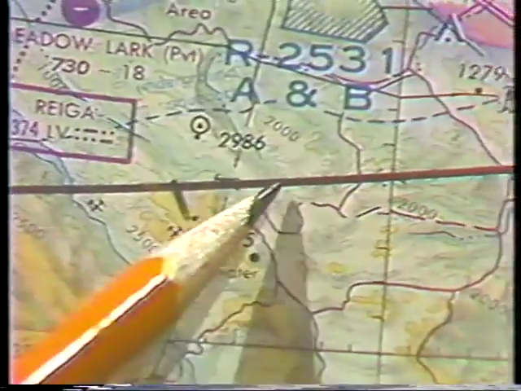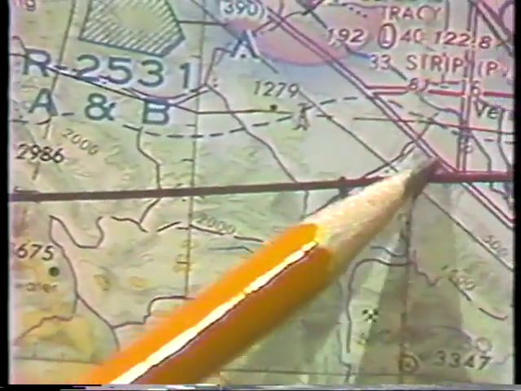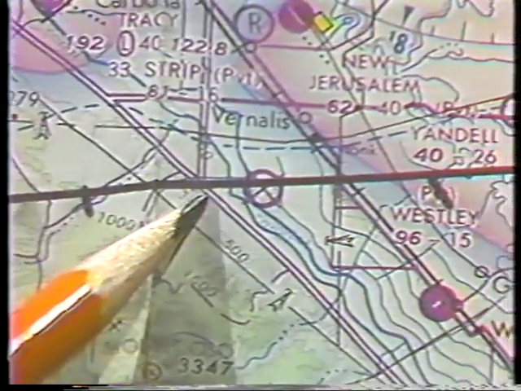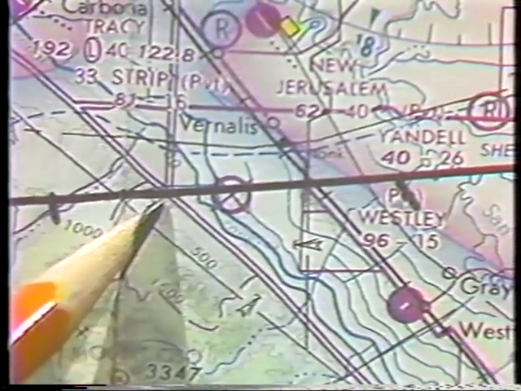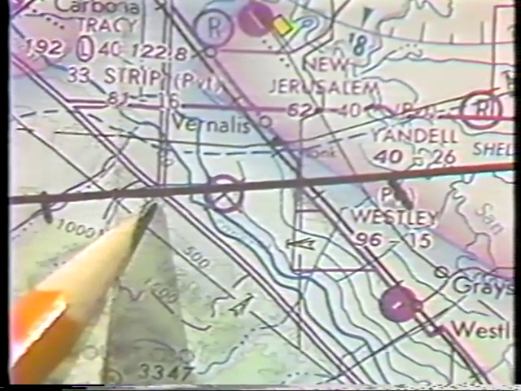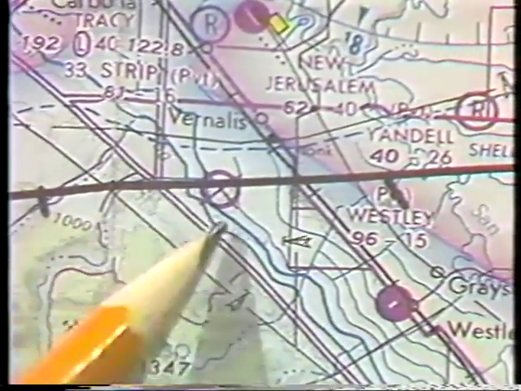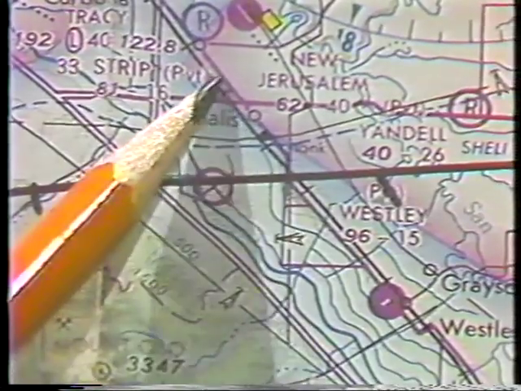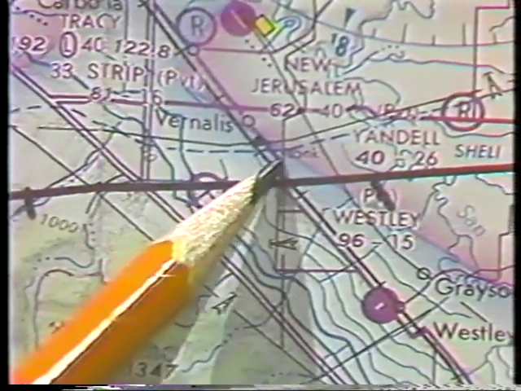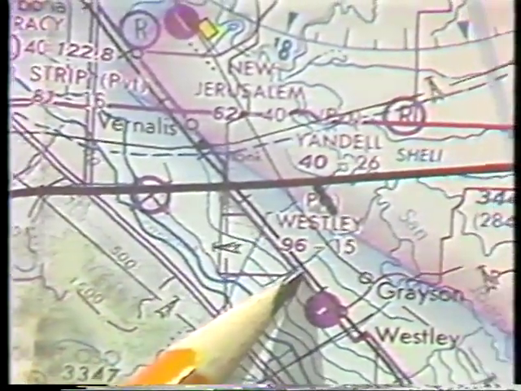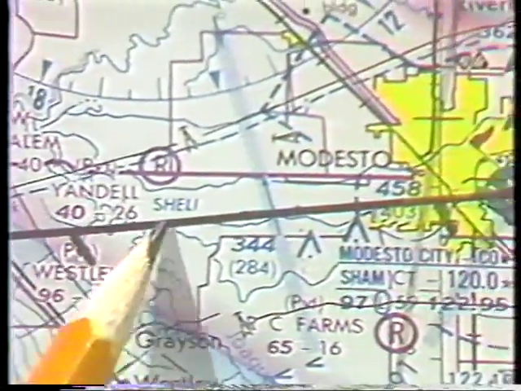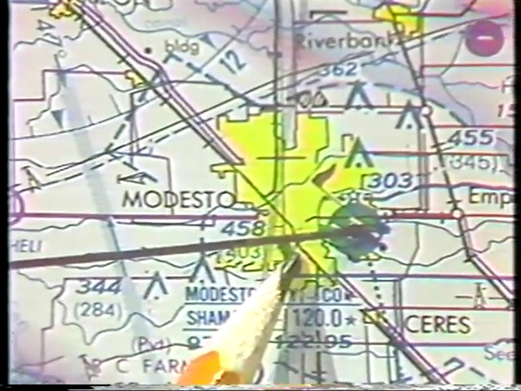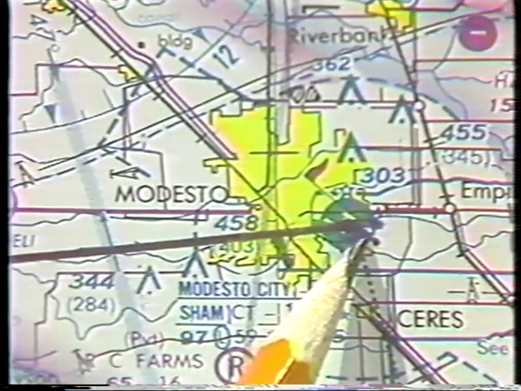The next good checkpoint would be the intersection of the double divided highways in the foothills just over the mountain ridge, approximately 43 nautical miles along our course. Good landmarks beyond that are the two canals, the abandoned airport, a smaller highway paralleling railroad tracks and crossing over the tracks, the towers just before the city of Modesto, the city itself, and then the Modesto airport.